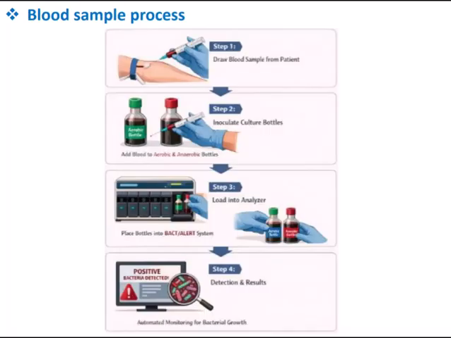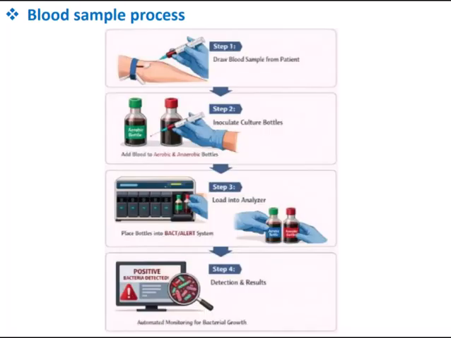So the process of the blood sample, as we said before, is that we put blood into culture bottles, drawing blood from the patient. A small amount of blood is taken from the patient using a sterile needle. Then we put the blood into culture bottles. The blood is placed into two special bottles, the aerobic bottle and the anaerobic bottle. Aerobic bottles are for bacteria that need oxygen, but anaerobic bottles are for bacteria that grow without oxygen. Why two bottles? Because different bacteria grow in different conditions.